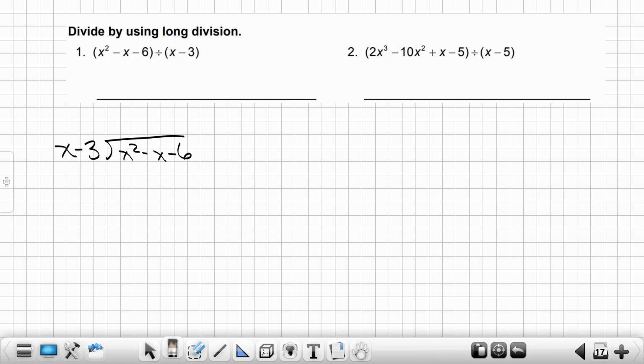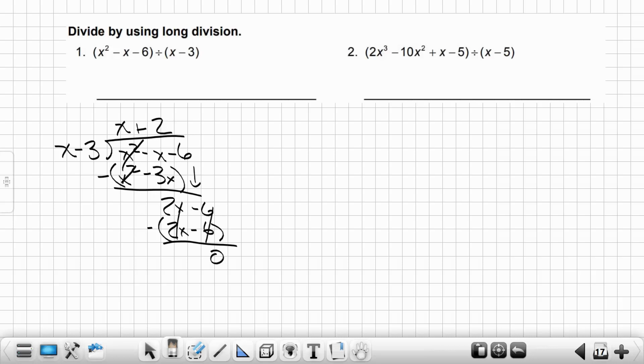So x squared divided by x is x. Distribute. x squared minus 3x, subtraction sign, parentheses. x squared minus x squared. Negative x minus minus 3x, that's negative x plus 3x, 2x. Bring down the negative 6. You're going to go in twice because 2x divided by x is 2. Distribute. Subtraction, parentheses. Those both cancel. No remainder. The answer is just x plus 2.